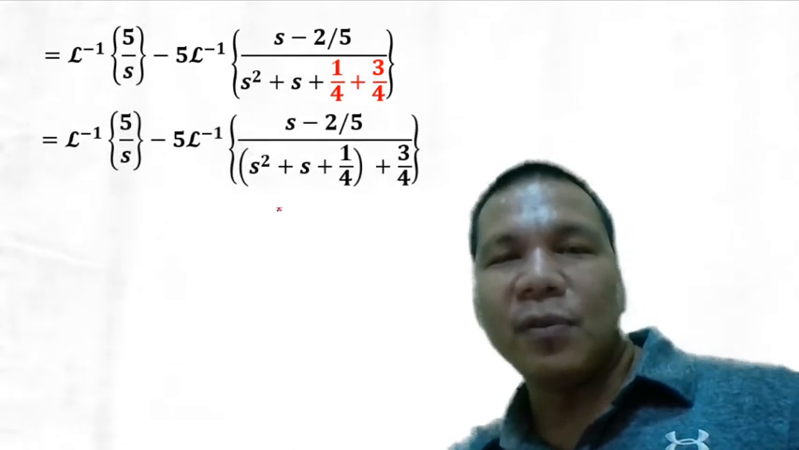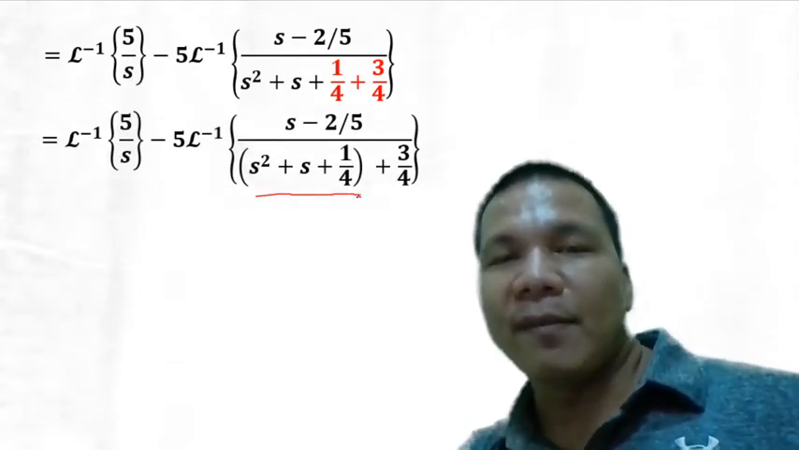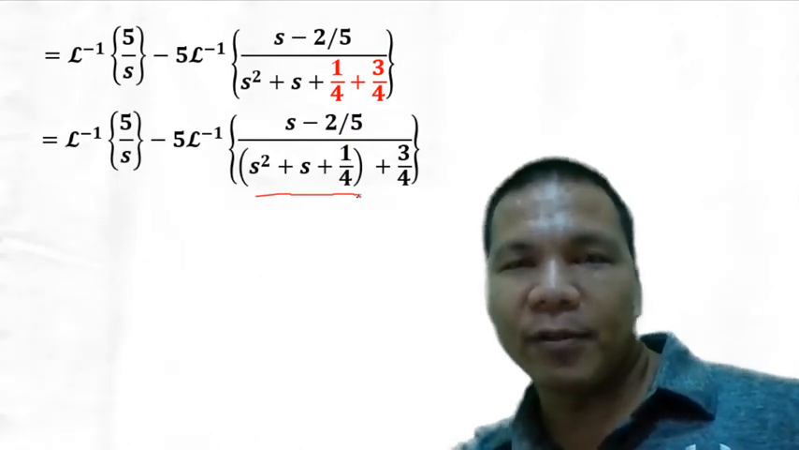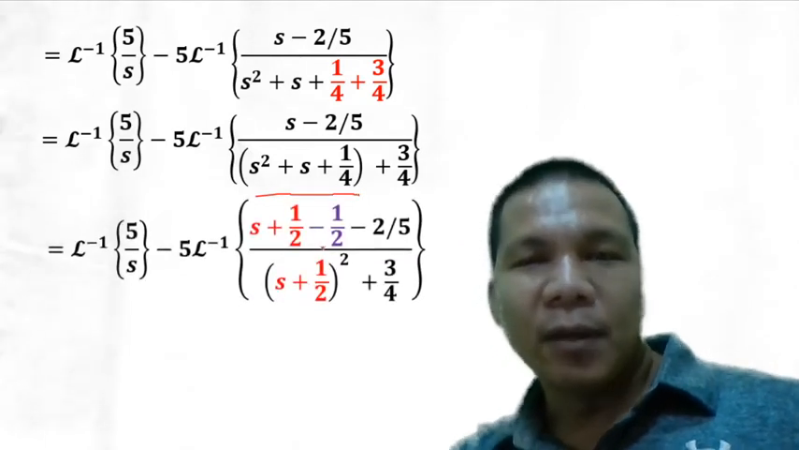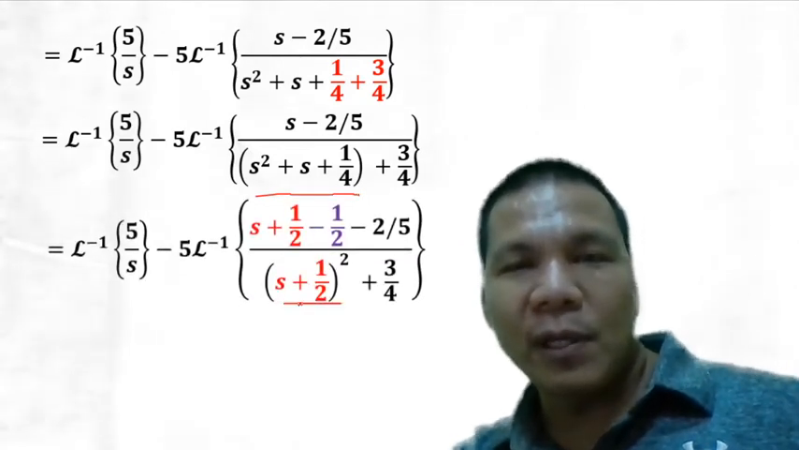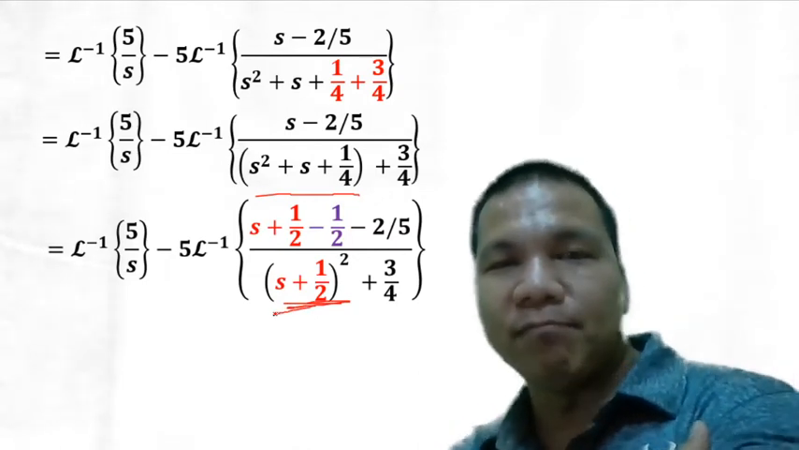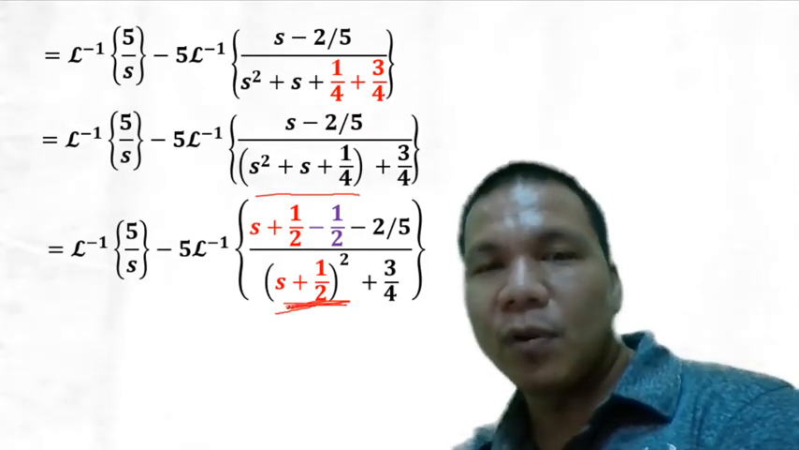Next thing to do is to group this s squared plus s plus 1/4, and then later on you factor that out. Why do we need to factor that out? Because we want to factor that out so that we will know what is the amount of shift in your s domain. So in this case, the amount of shift is 1/2.